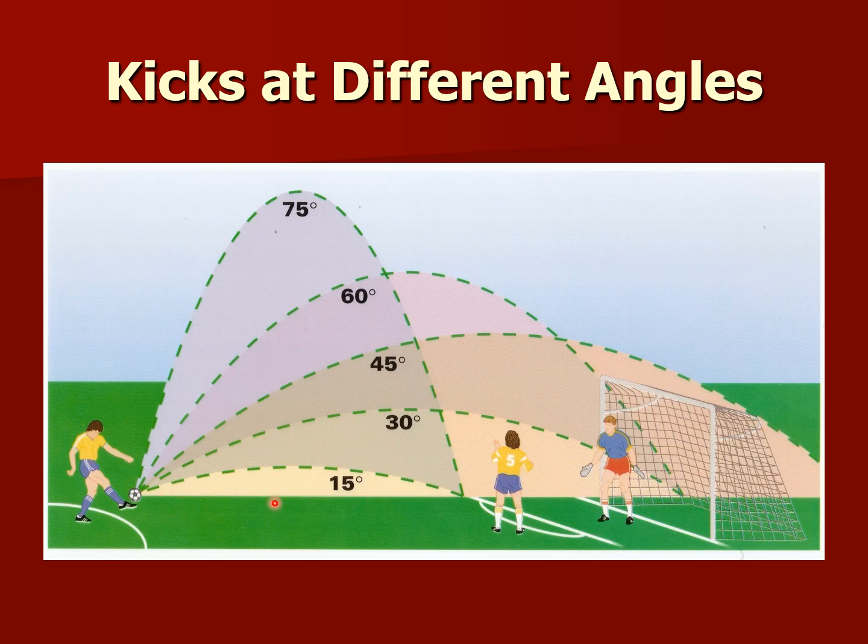You increase from 15 to 30 to 45, it increases, but then as you get to 60 and 75, you don't have as much horizontal velocity, so it doesn't go as far. And that's why you have the two complements having the same range. So the 15, the 75, the 30, and the 60, and then 45, and obviously 45 would have the same range as well.